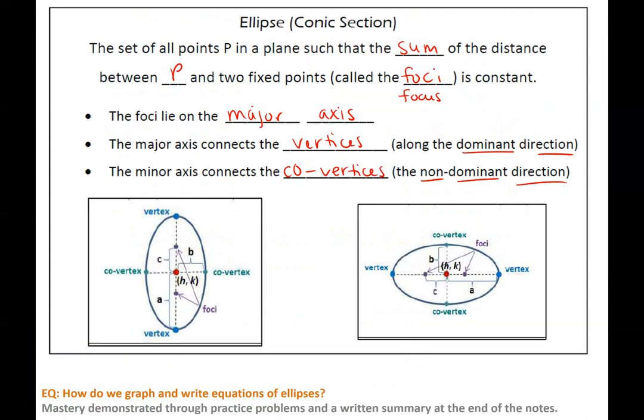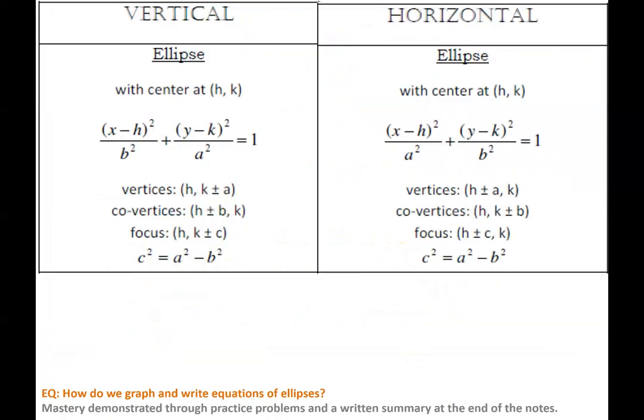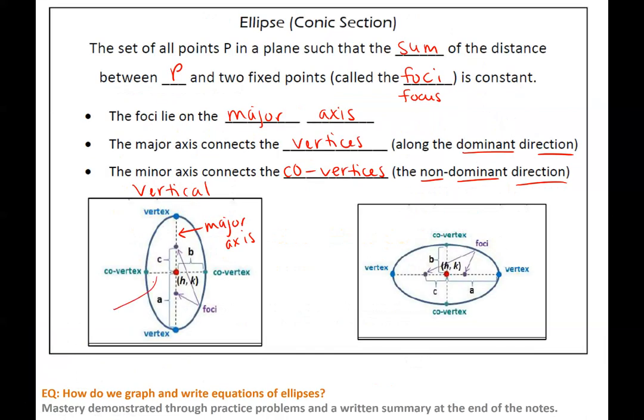That's better. Okay, so looking at our pictures, the first one we have here is called a vertical ellipse because the dominant direction is vertical. That would make this the major axis. And that makes this one the minor axis. And also over here to the right, we have a horizontal ellipse because the main direction is horizontal. That makes this the major axis. And this one, the minor axis.